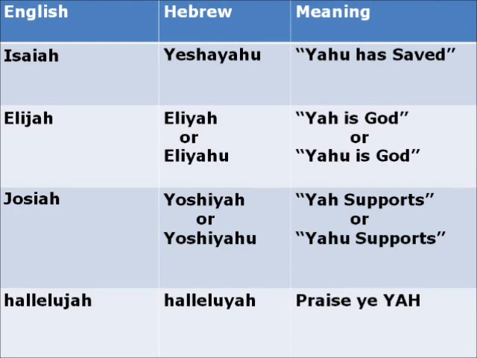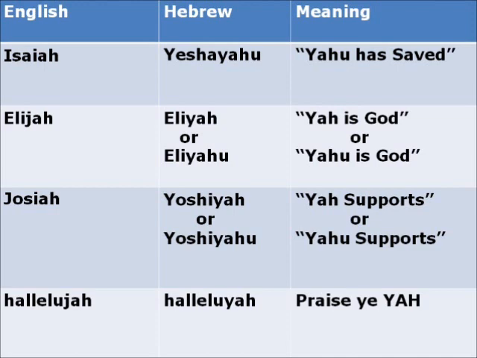And then Elijah is pronounced Eliah or Eliyahu. Now, I don't know why sometimes they have the U and sometimes they do not. I'm not sure about that. And then his name means Yah is God, or as you could say Yahu is God. Now Josiah, he means Yah supports or Yahu supports.